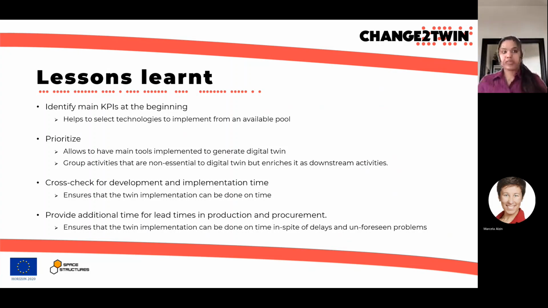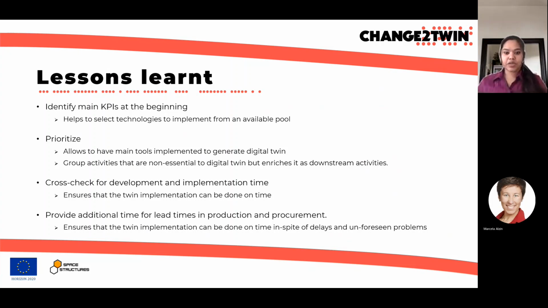There is no point in starting to implement a technology when you don't have enough resources or time to have it completely implemented. So it always helps to understand the KPIs and to have a time check or a reality check, and prioritize what is possible and what can be implemented. And then comes cross-checking for development and implementation time. You really have to have clarity on the possible delays that could happen.